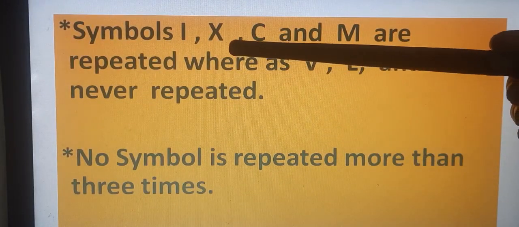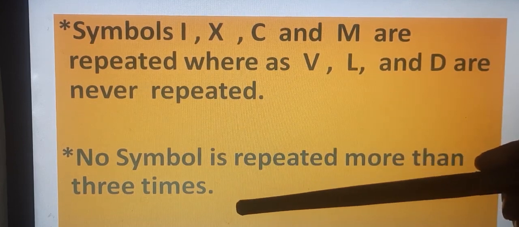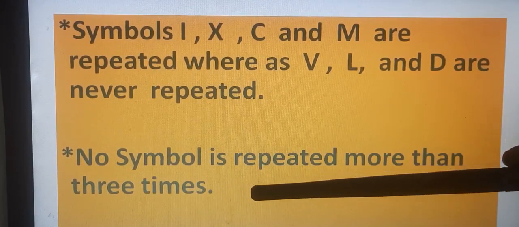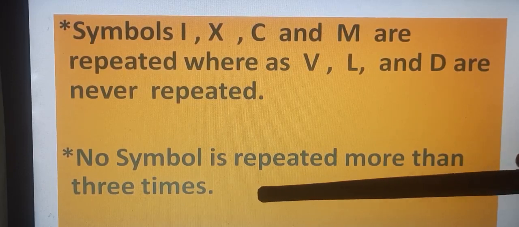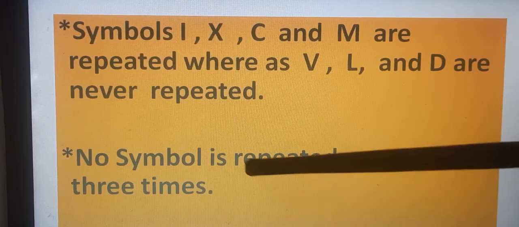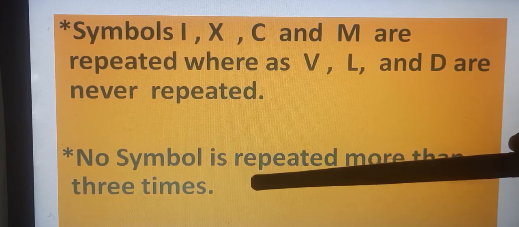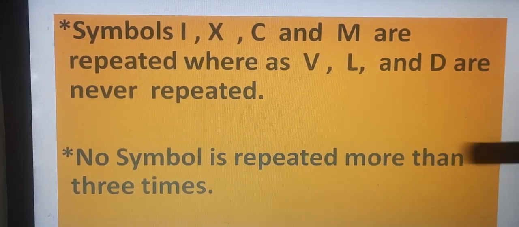Okay. Suppose we have to write 30. The symbol will be XXX. And now if we have to write 40, it can't be XXXX, as it cannot be written more than 3 times. So to write 40, we will write 50 minus 10. We have to use our subtraction rule. It will be XL.